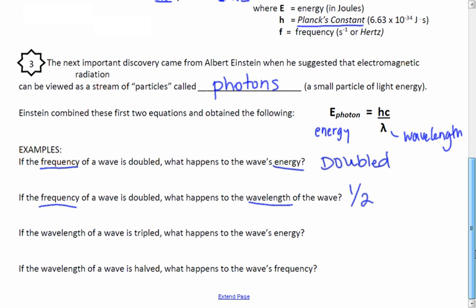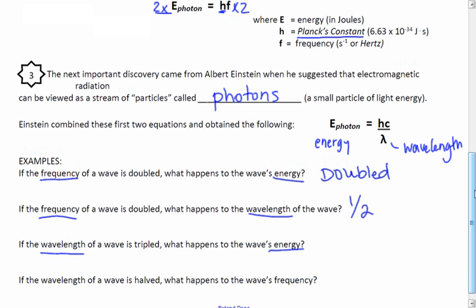Okay? If the wavelength of a wave is tripled, what happens to the wave's energy? So which one has wavelength and energy? Our third equation here. The wavelength is tripled. We take this and multiply it times 3. We want to know what that does to the energy. If our wave is 3 times as big, is the energy going to increase or decrease? It's going to decrease. The longer wavelength is going to have less energy.